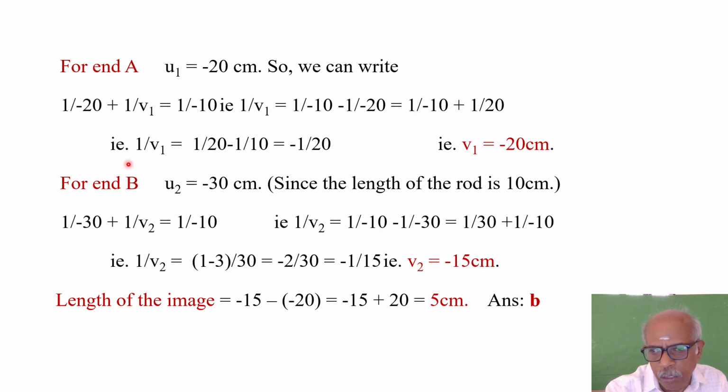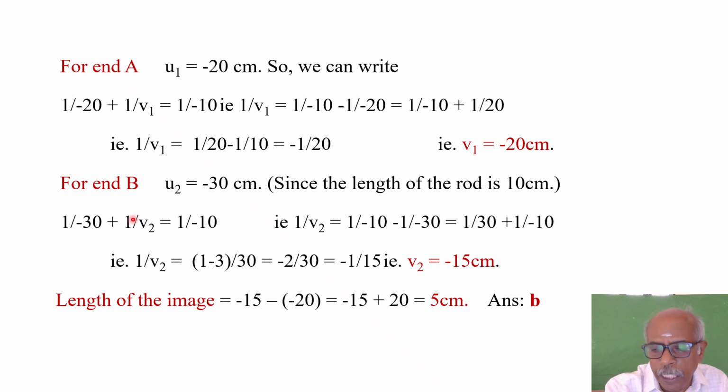So 1 by V1 is equal to 1 by 20 minus 1 by 10. Common denominator 20, that is 1 minus 2 over 20. So 1 minus 2 is equal to minus 1 by 20. So 1 by V1 is equal to minus 1 by 20. Therefore V1 is equal to minus 20 centimeter. What is this V1, sir? This is the distance between the mirror and the image of the closer end of the rod, 20 centimeter.